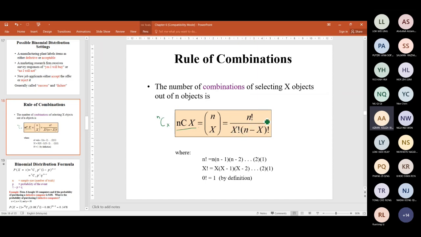What is factorial? You can press the calculator, that's the easiest. But factorial basically means, for example, 5 factorial is 5 times 4 times 3 times 2 times 1. And 3 factorial is 3 times 2 times 1. That is factorial. But again, you don't have to calculate manually, just use the calculator for this. Okay, let's move on.